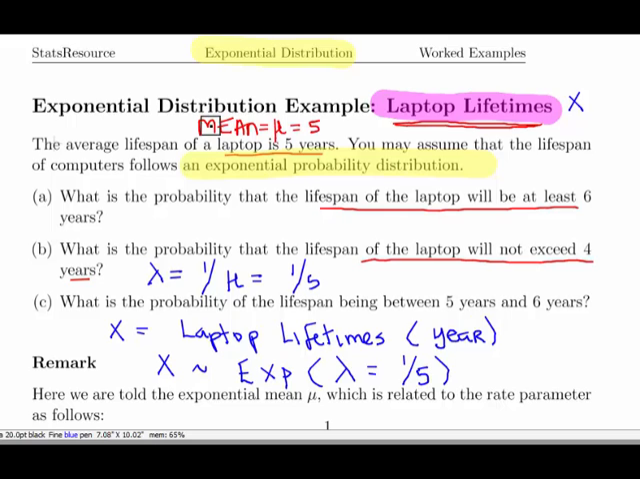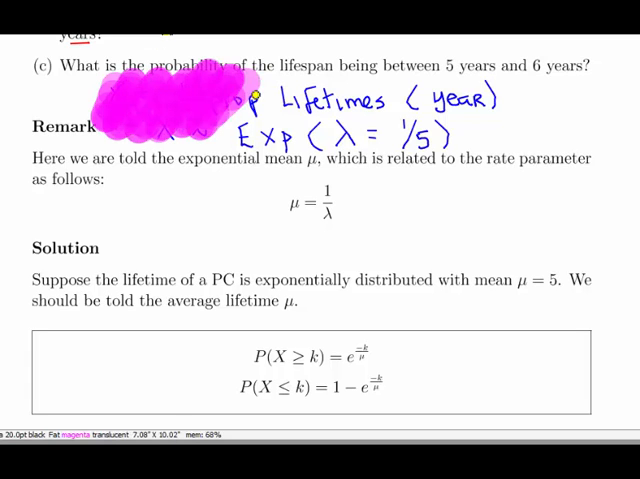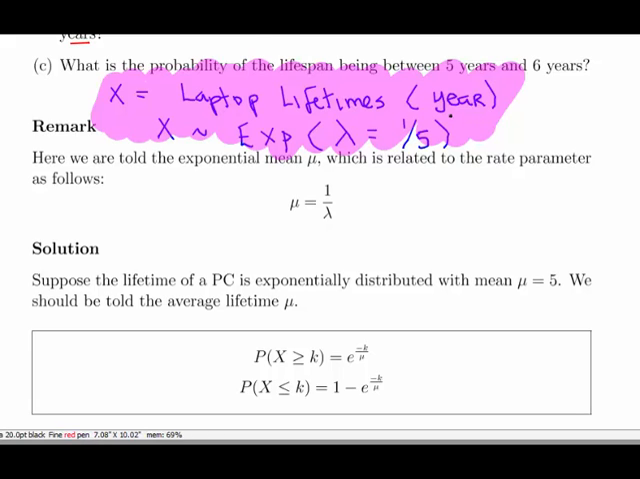So the rate parameter and the exponential mean are reciprocals of each other. We are told the exponential mean mu, which is related to the rate parameter. So anyway, when you start off a question, have a little statement like this. Not that you need it 100%, but specify what time units your variable is denominated in. That's something I particularly like.